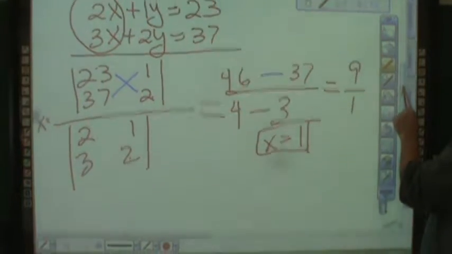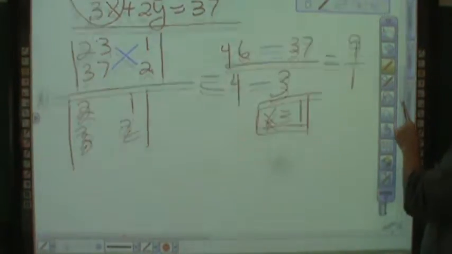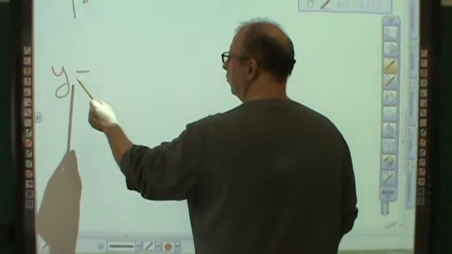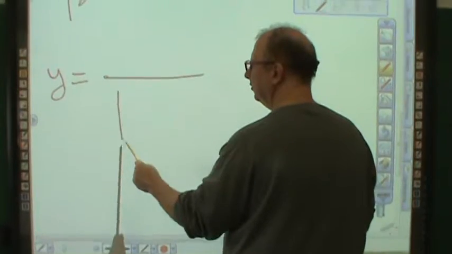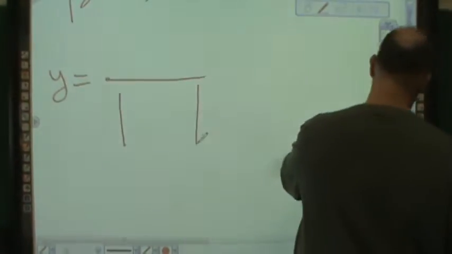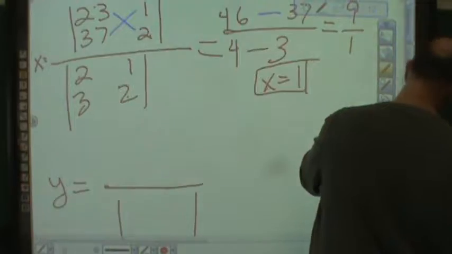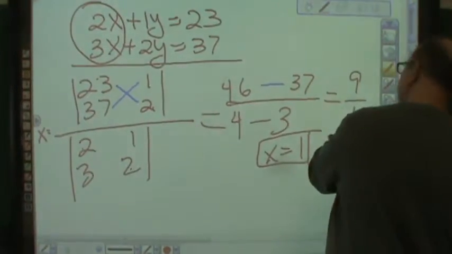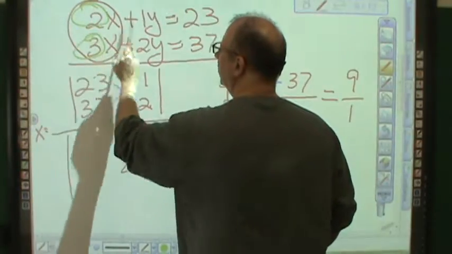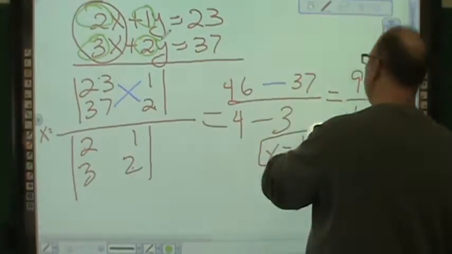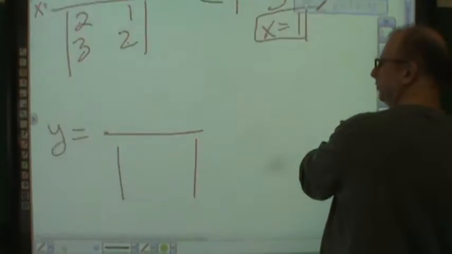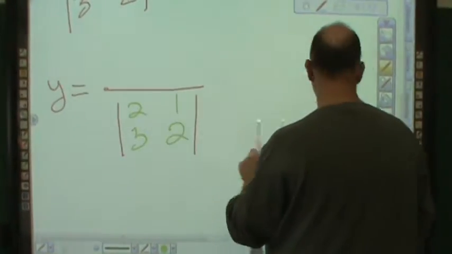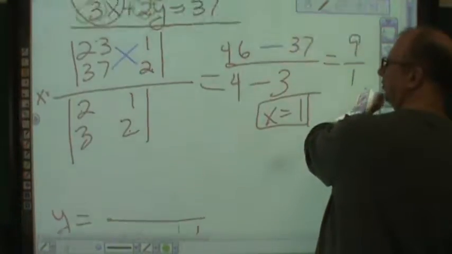Let me go through this one more time, solving for y. Okay, let's look at what y is equal to. y is equal to, again, the denominator will be the same grouping of numbers. The denominator is easy. In the right order: 2, 3, 1, 2. Now let's look at the numerator.